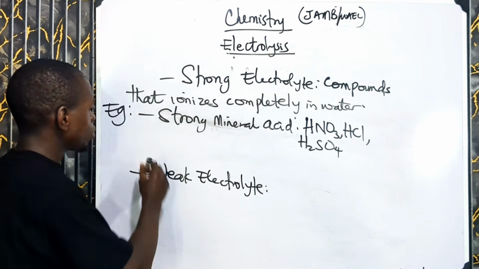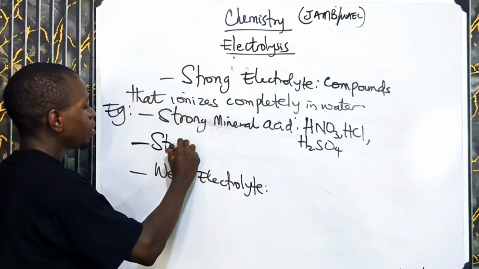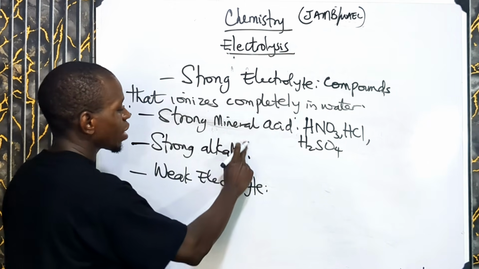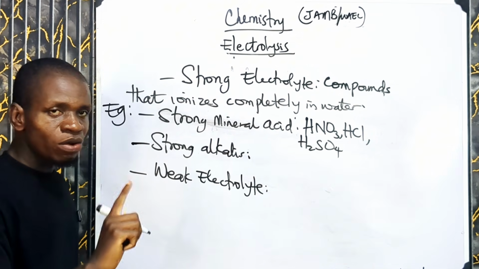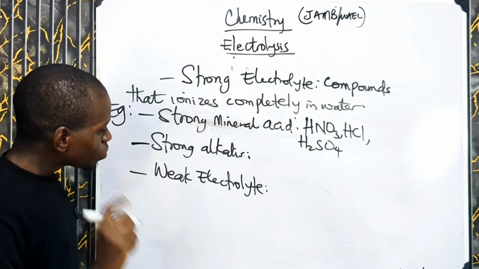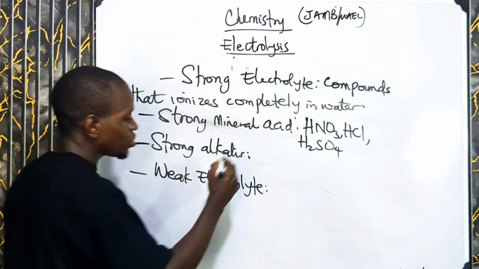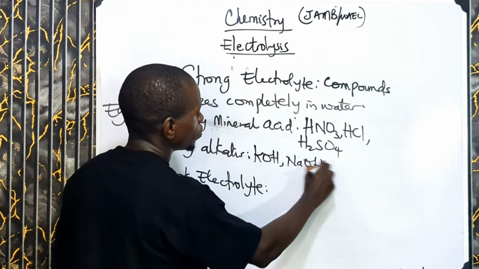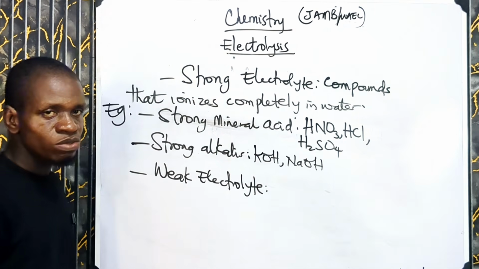Then another one is what you call the strong alkalis. The strong alkalis that we have are only two in nature. There are only two. And what are the two strong alkalis that we have? They are just potassium hydroxide and sodium hydroxide. They are not more than two.